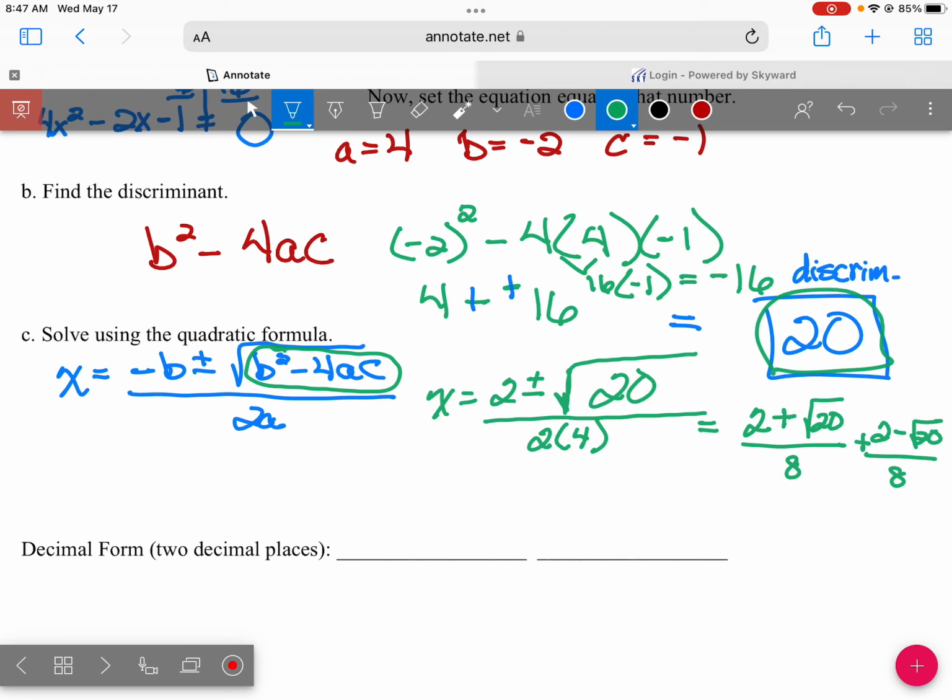This is supposed to be an and symbol. I think I better take it out. No.